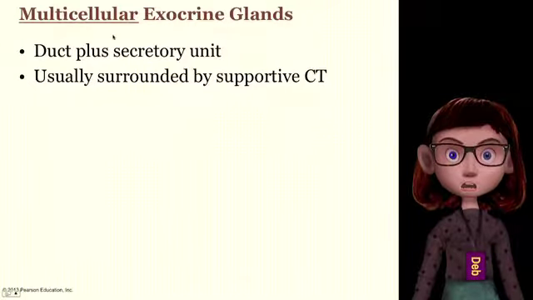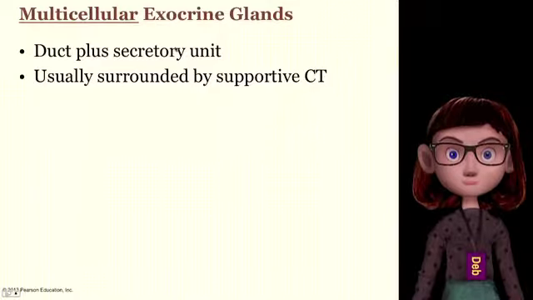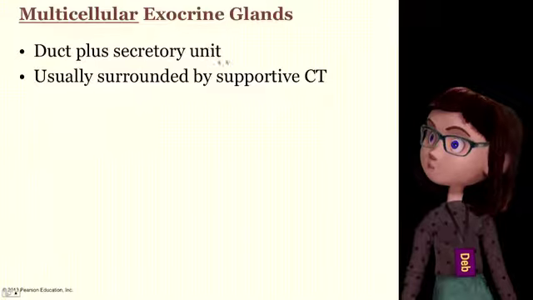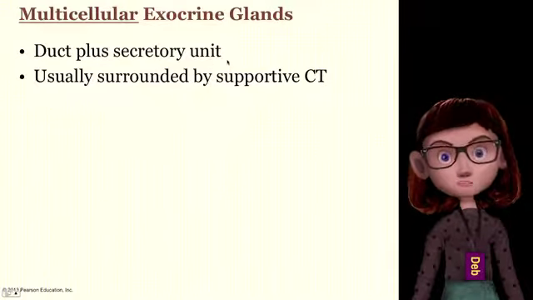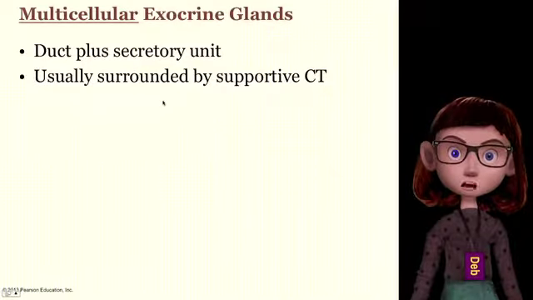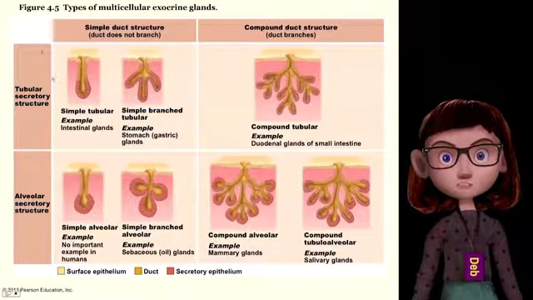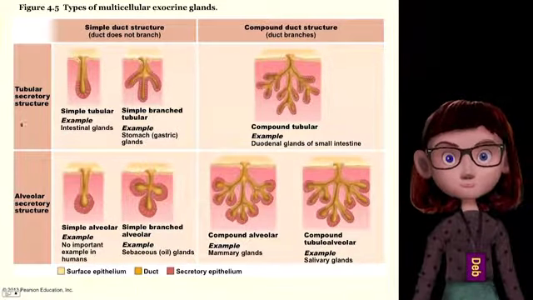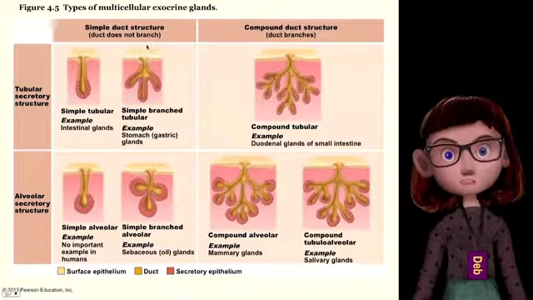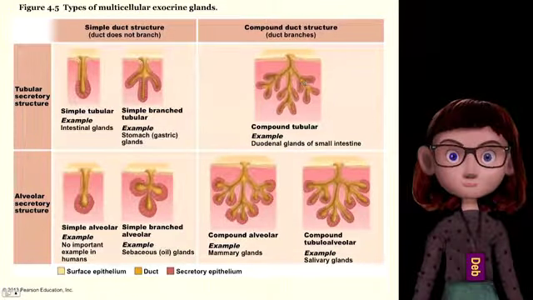Now, the other kind of exocrine gland, based on the number of cells, would be multicellular. So there's many cells, typically. There's a duct plus the secretory unit, which is the collection of cells that are actually making the product. Usually these are surrounded by supportive connective tissue. Okay, and here I'm not going to make you memorize all these types. I want you to understand this figure. Simple duct structure means that the duct does not branch. A compound duct structure means that the duct will branch.